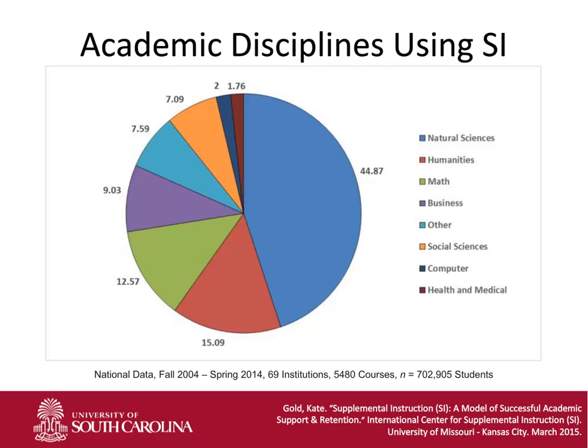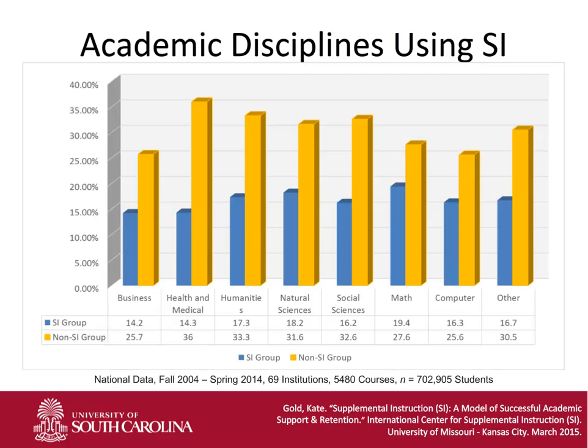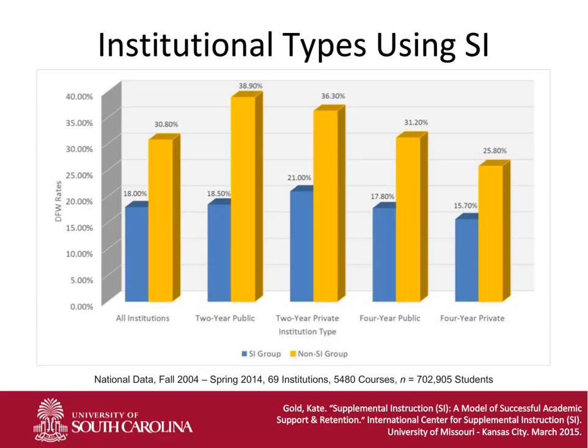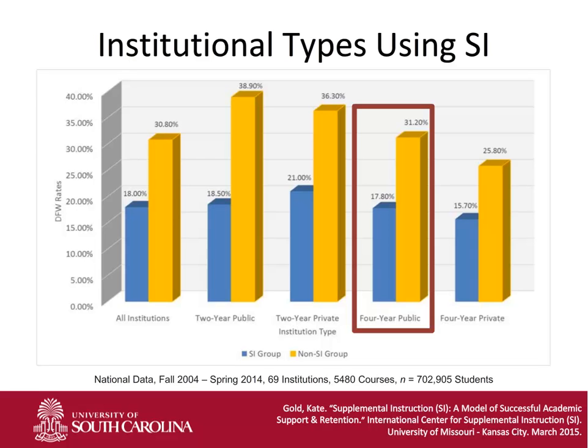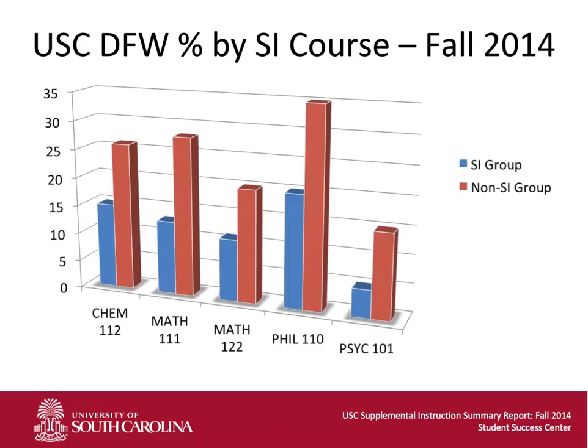Nationwide, there are a number of academic disciplines using SI. Separated by discipline, this chart compares DFW percentages and is based on national final course grades for participants and non-participants. This chart compares DFW percentages based on national final course grades but is separated by institutional type. At 4-year public institutions across the nation, the DFW rate for SI participants is 13.4% lower than that of those who do not participate. Now let's look at USC-specific data separated by participants and non-participants.